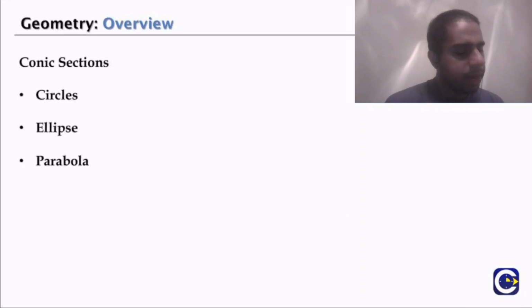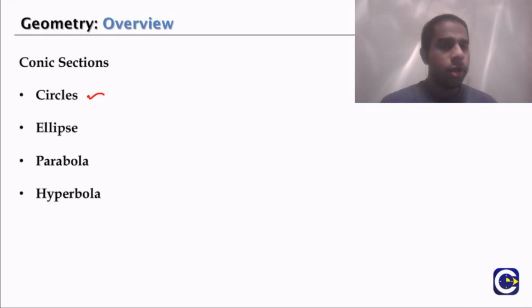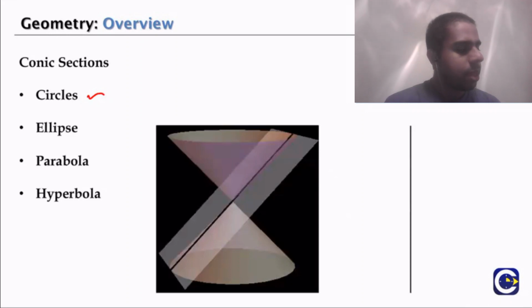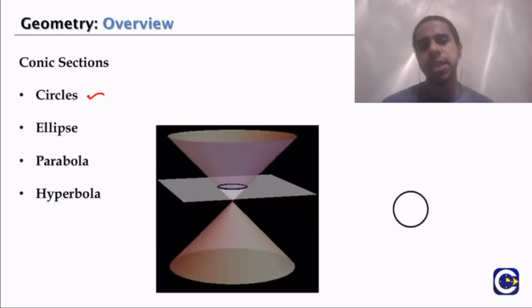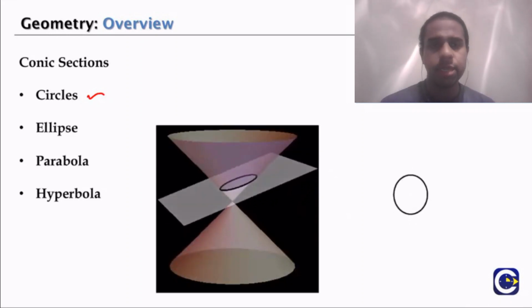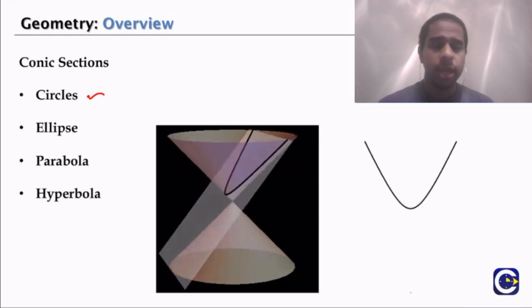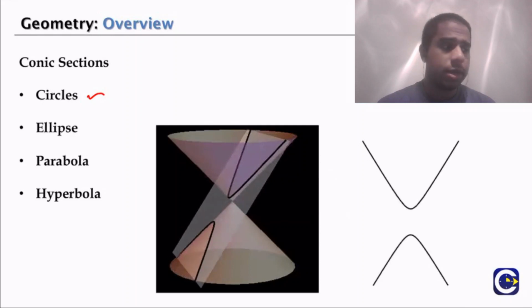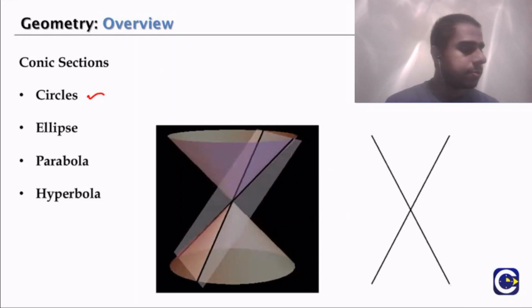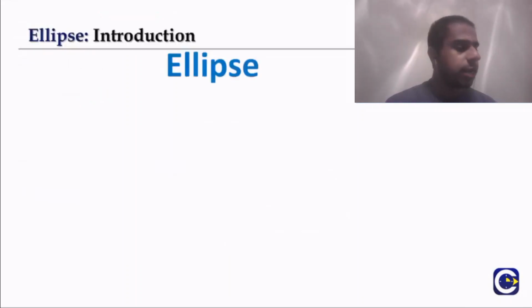We have already seen the section circles in the previous bridge course session. Now we are gonna look into ellipse, parabola and hyperbola. And this GIF image you guys would have seen in a previous bridge course session, that is how a circle or ellipse or parabola or hyperbola is made from conic sections. Let's start with ellipse now.